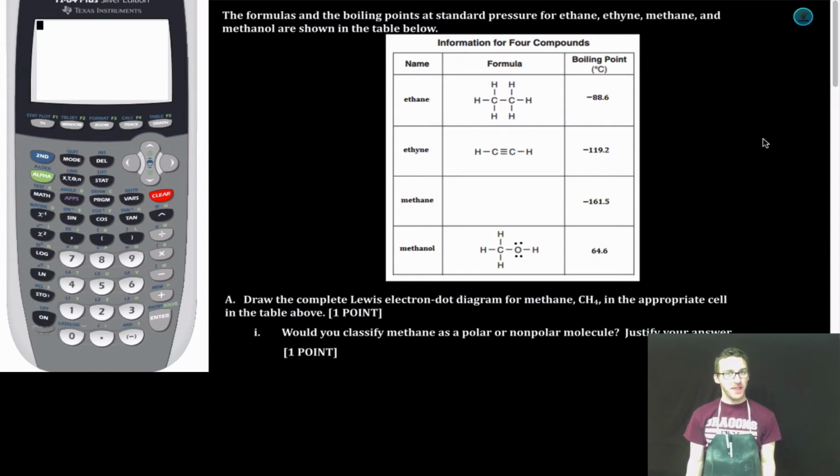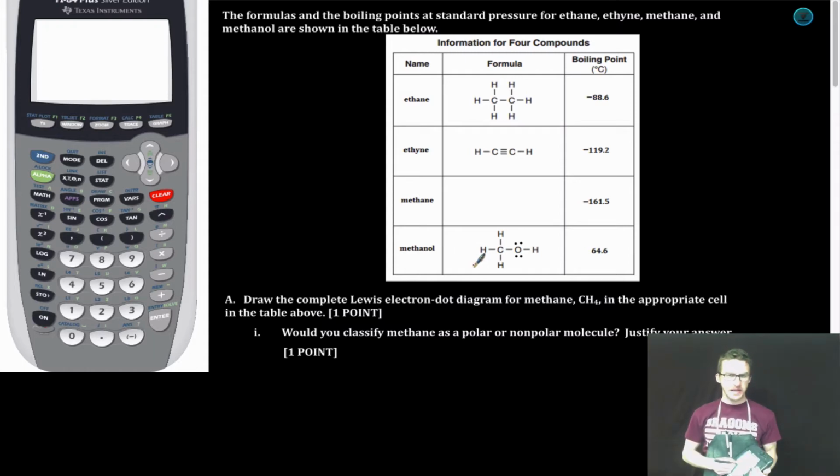The formulas and the boiling points at standard pressure for ethane, ethine, methane, and methanol are shown in the table below. Boom. Part A. Draw the complete Lewis electron dot diagram for methane, CH4, in the appropriate cell in the table above.